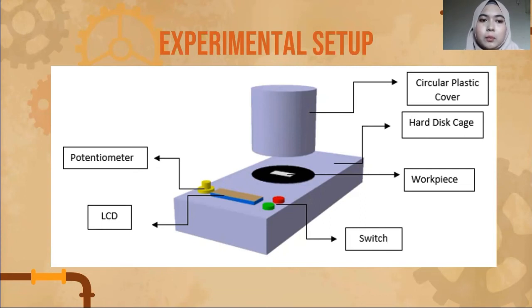Next, we will use a potentiometer to control the spin speed, and the LCD will show the spin speed needed, which will be used in the experimental results. Then a circular plastic cover will be used to prevent the solution from spilling outside the machine. The workpiece will be placed at the center of the motor, and a switch will be used for the on-off function.